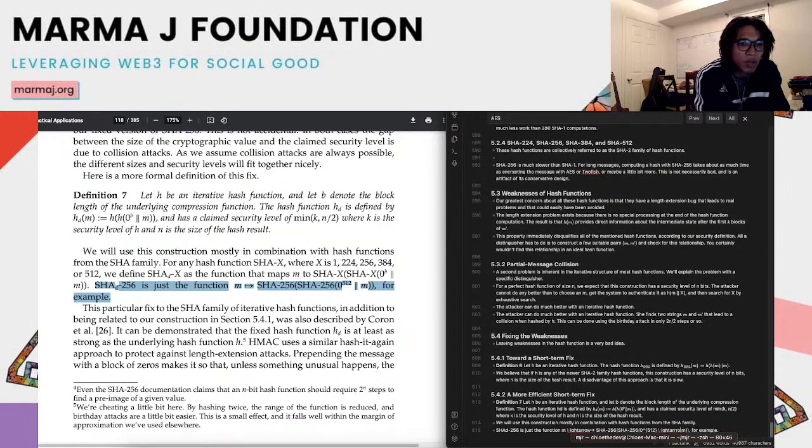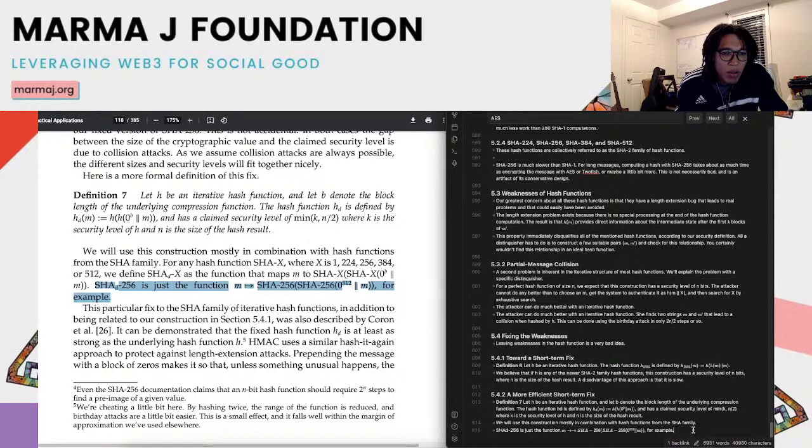oops, not right arrow, double bar, for example, and then I guess I have to do the other side too. There we go. Oh, there's two right arrows. What did I do? Let's delete one of them. M, right arrow, SHA-256, SHA-256, 0 to that with the M, for example. Okay.